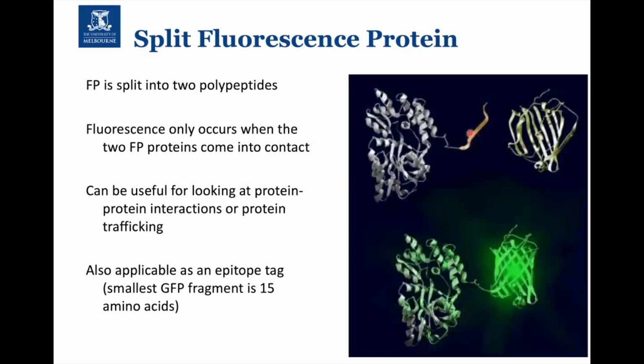So this can be very, very useful for looking at trafficking of molecules to certain compartments. Say you only want this to fluoresce when it reaches the mitochondria, then you can tag this to a mitochondrial protein, and therefore they will only come into contact when they both are in the mitochondria. This is very useful because this is a much smaller tag than attaching the full GFP molecule on there. So it's only 15 amino acids, and that's what we call an epitope tag, which we'll cover in a few slides' time, which is a very, very small amino acid sequence which we attach to our molecule of interest.